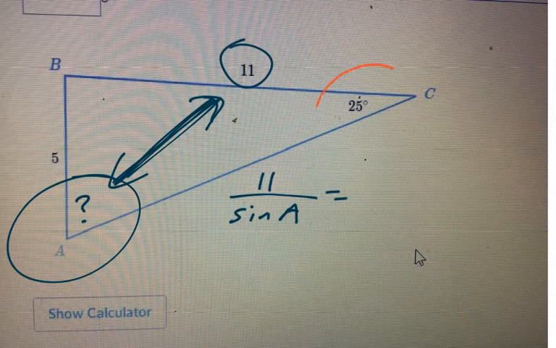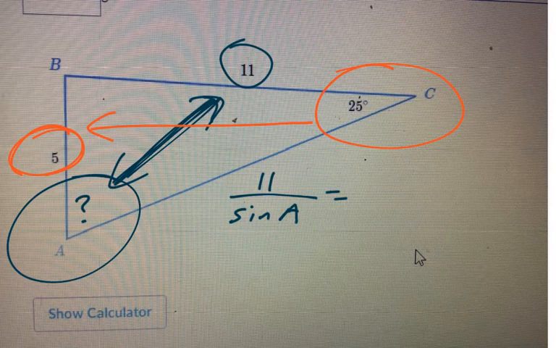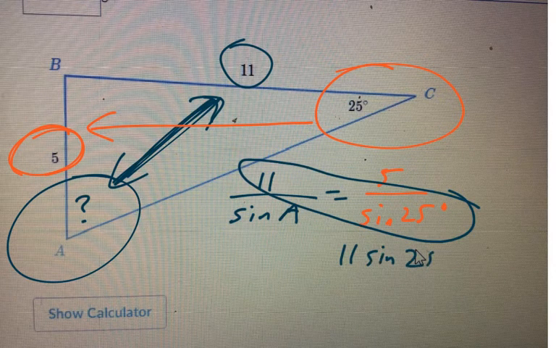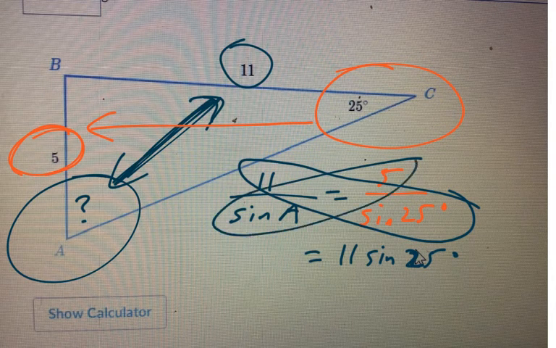So, notice in our case, we have a 25-degree angle. Opposite with it is the 5. So, I know that 5 goes with the sine of 25 degrees. And notice I have a proportion I can solve. So here we go. I'm going to cross multiply. 11 times the sine of 25 degrees equals, going this way, 5 times the sine of A.